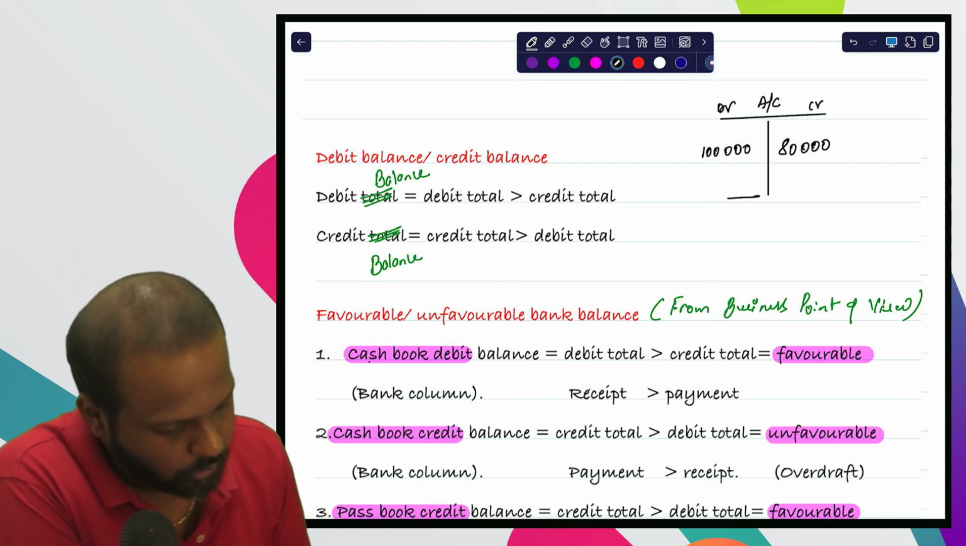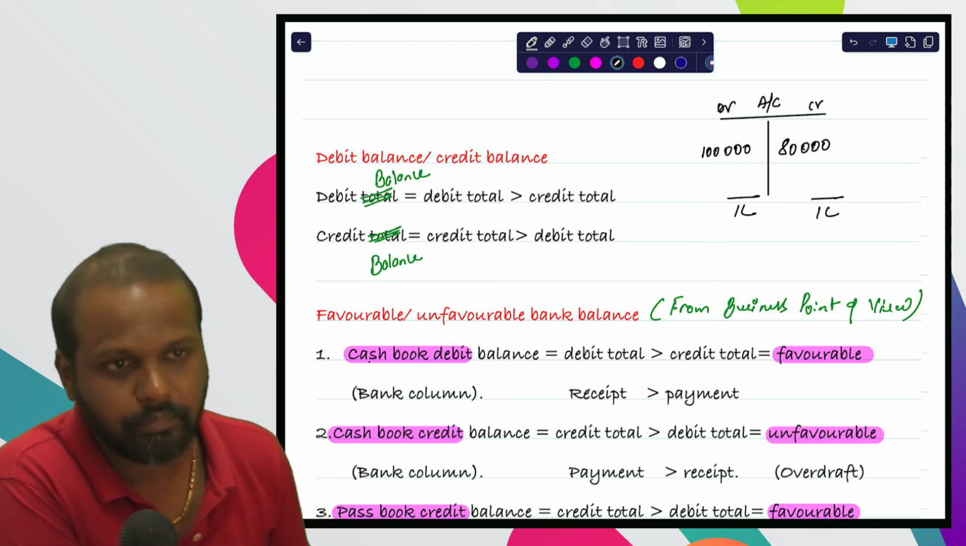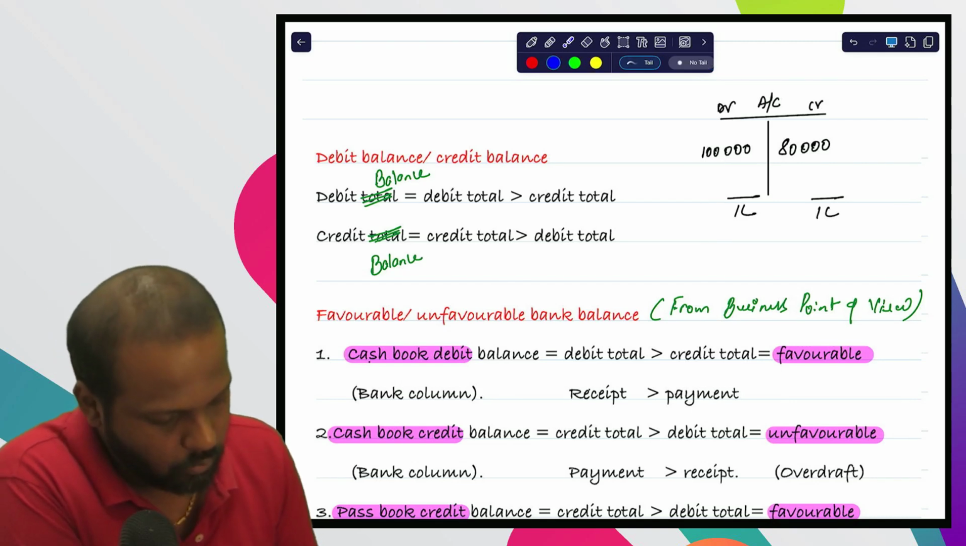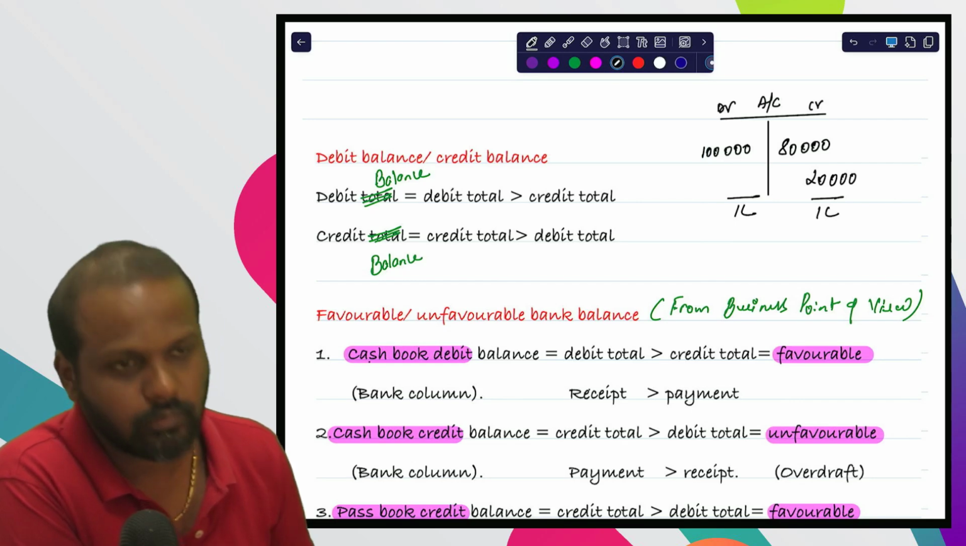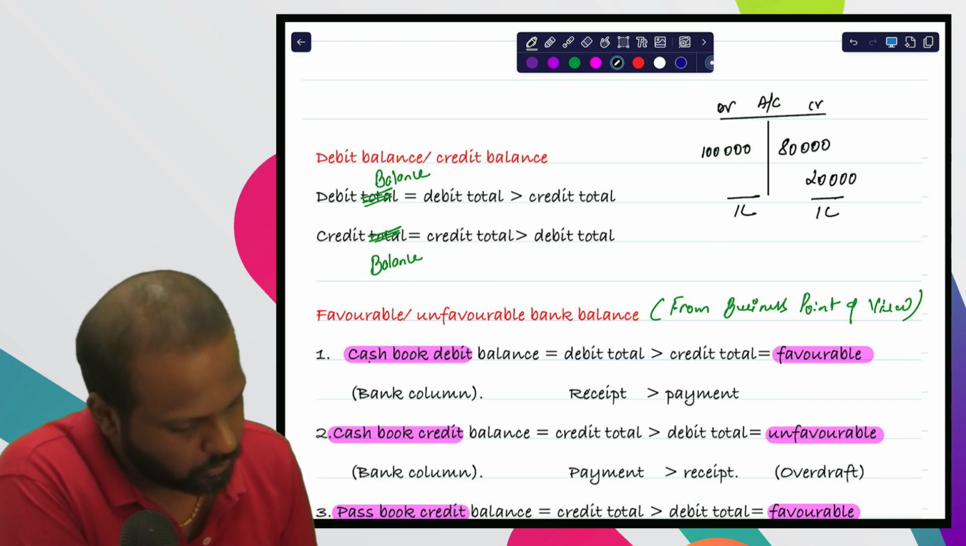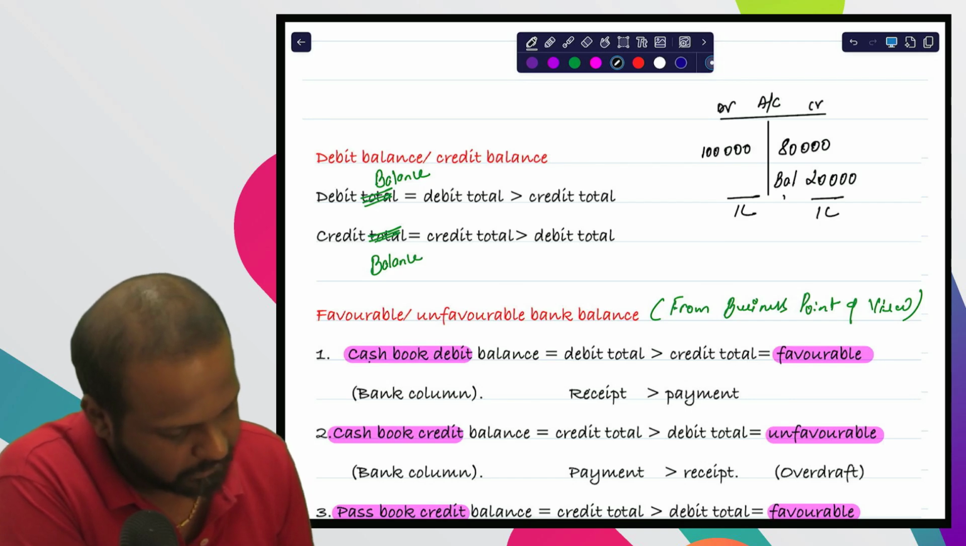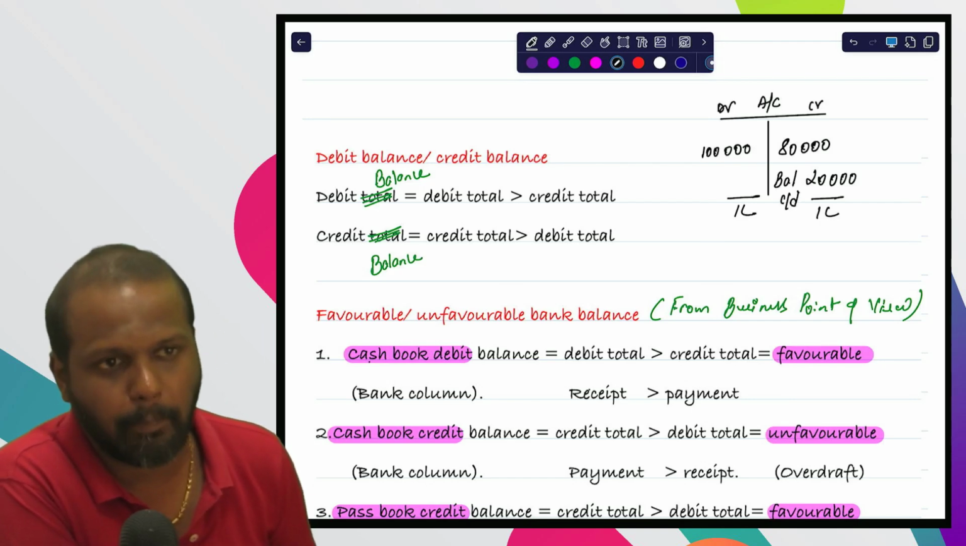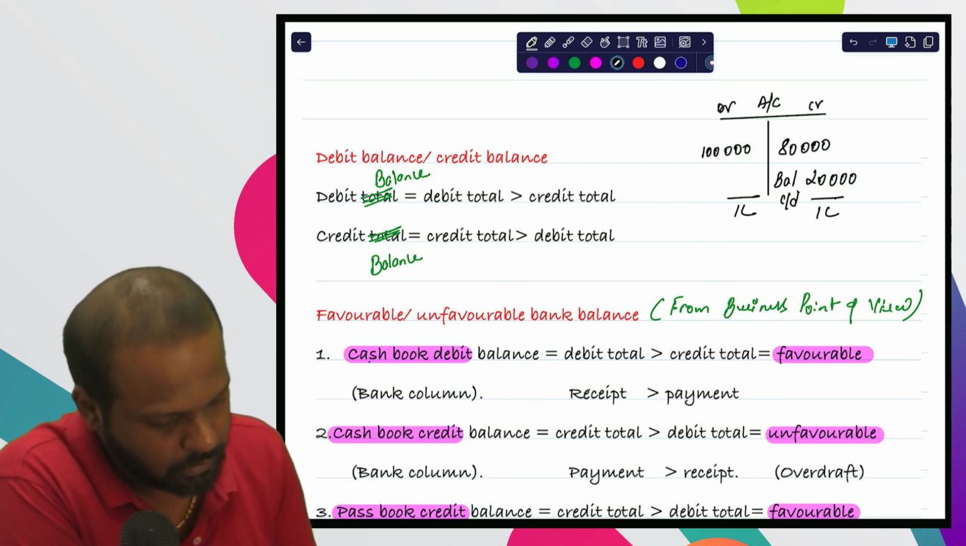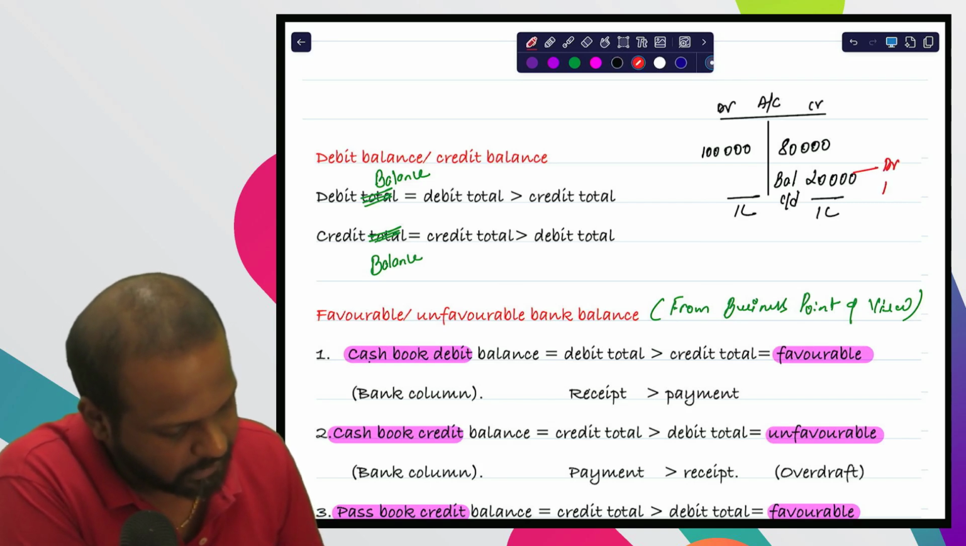Same amount you are going to write on both sides, 1 lakh and 1 lakh. Now 1 lakh minus 80,000, the difference is how much? 20,000. So here we write "by balance carried on", and how much balance are we going to write? 20,000. Now it is important to understand that this balance is called a debit balance.